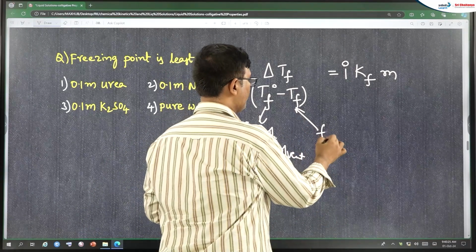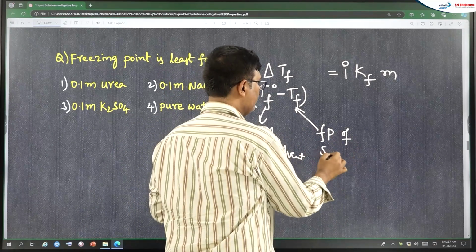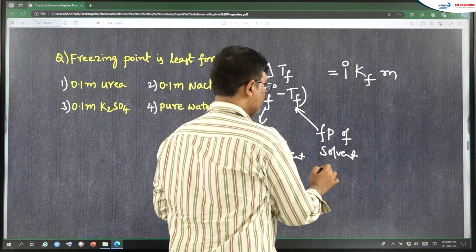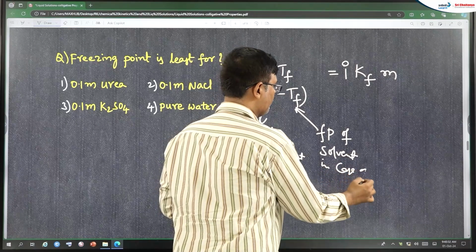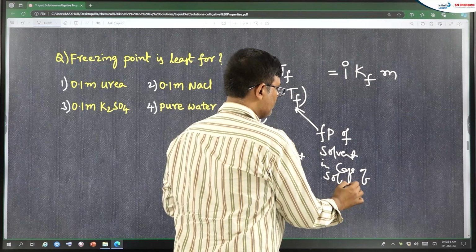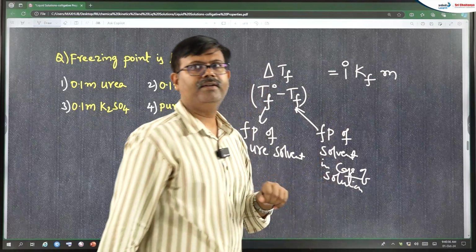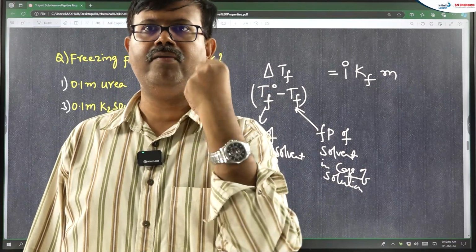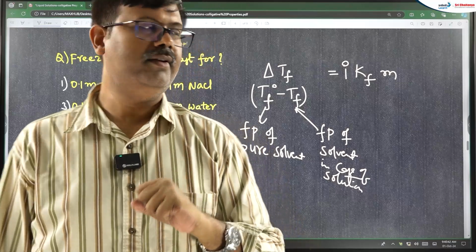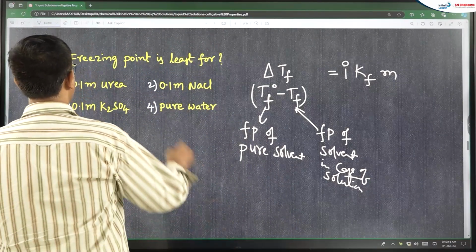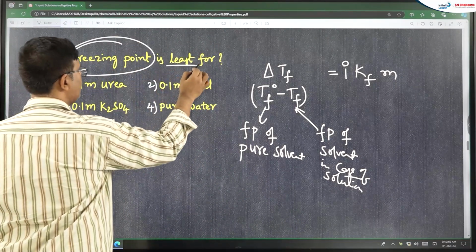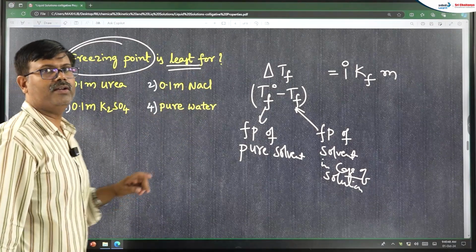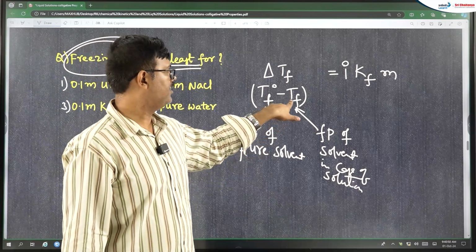It is the freezing point of solvent only, but in case of solution. When solute is added to solvent, in that solution, what is the new freezing point of the solvent there? That is TF. Now, when they ask freezing point is least for, they are talking about which value? This TF.